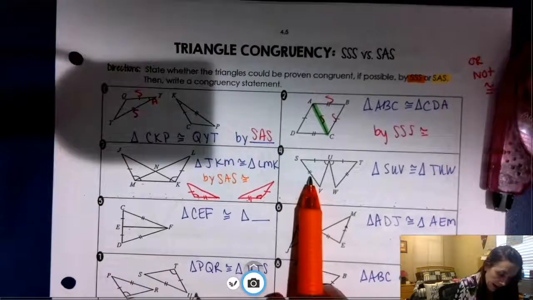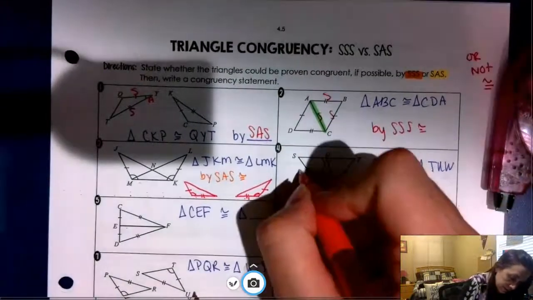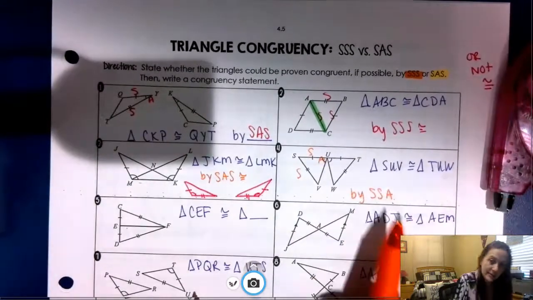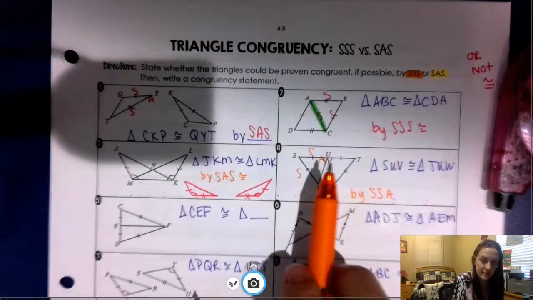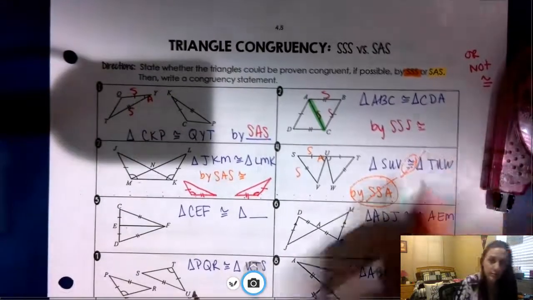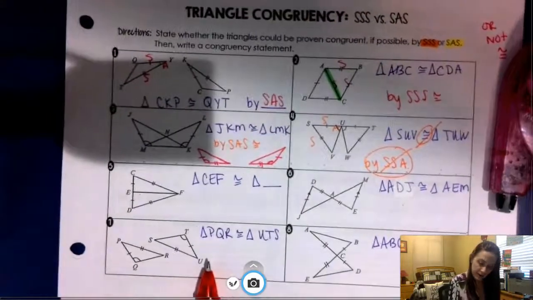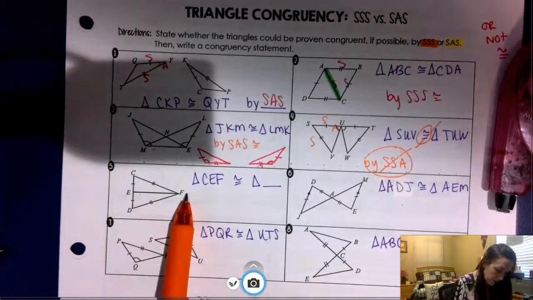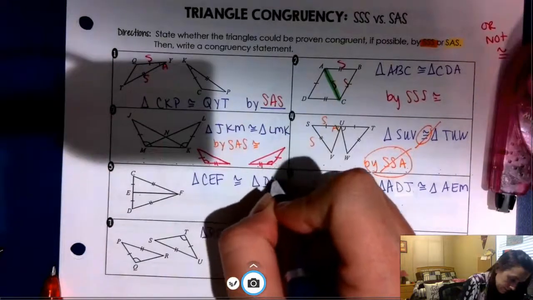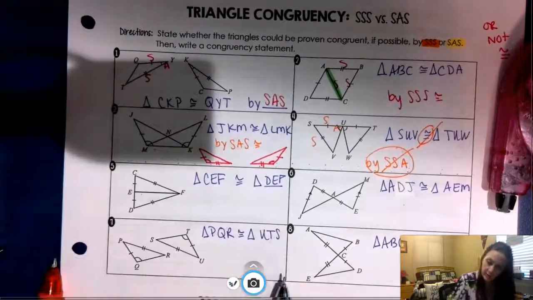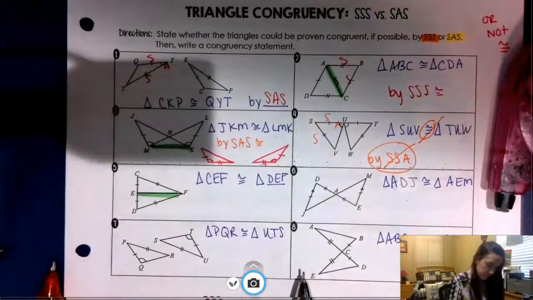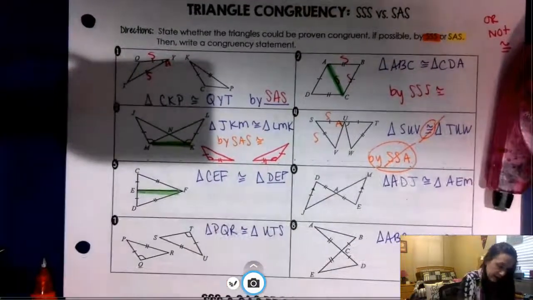Now over here we have a side, side, angle. If we remember, side, side, angle is a bad word going in the other direction. Is this a right triangle? So now this technically doesn't work. Now triangle CEF would be congruent to triangle DEF. And we again share this reflexive side. So this one will be by side, side, side.